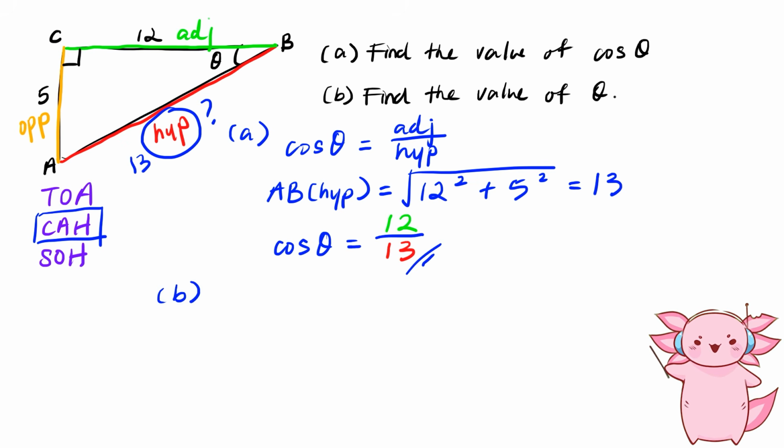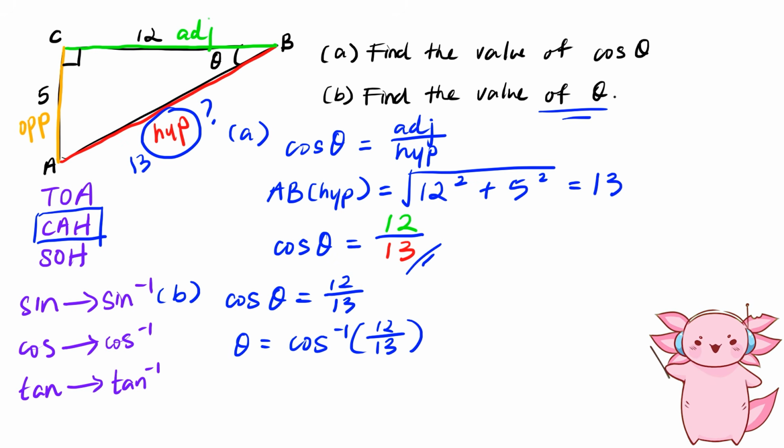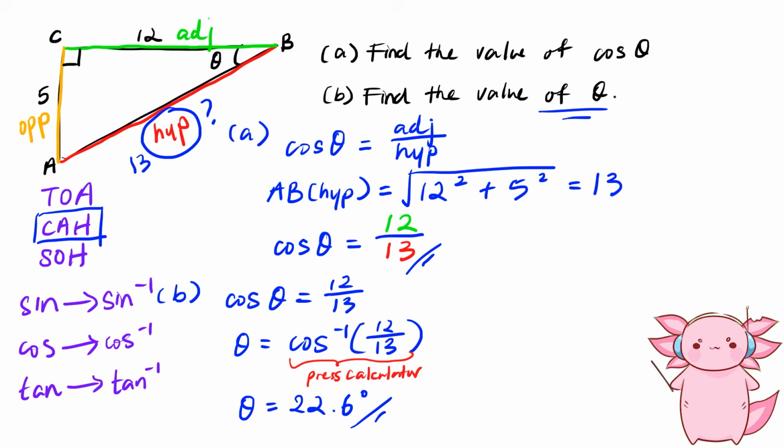For part B, to solve for theta, each one of these sine, cosine, and tangent comes with an inverse. So to solve for theta, because cosine theta is 12 over 13, we take the cosine inverse of this 12 over 13 here to solve for theta. So pressing that in your calculator, you will get the final answer of 22.6 degrees.